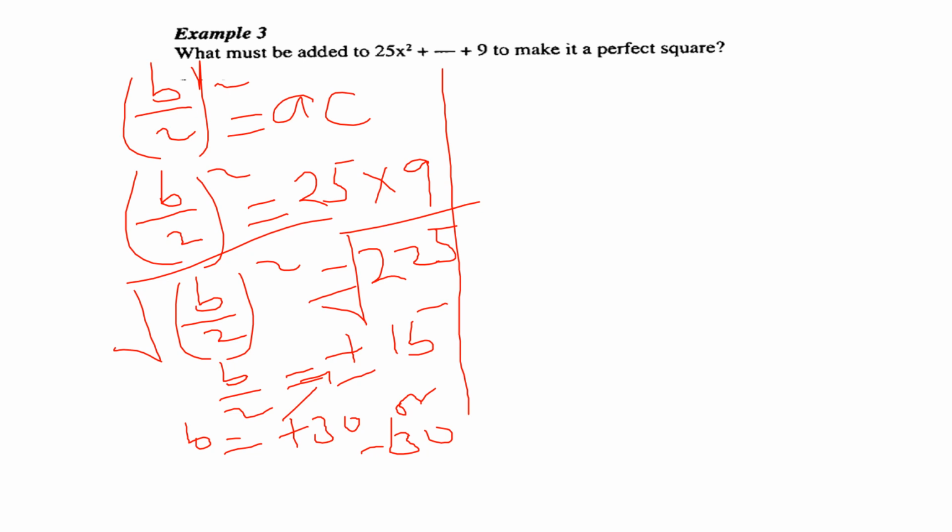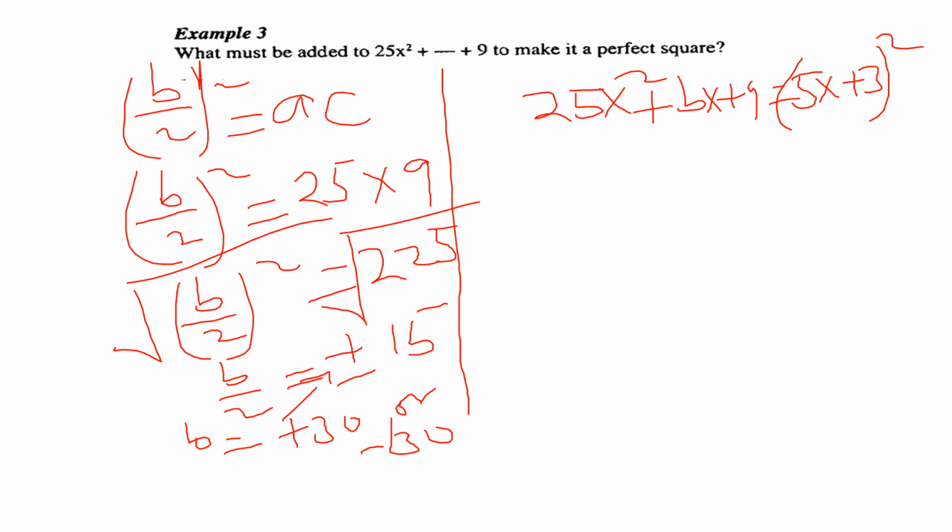Although you can also take this one to be a perfect square, which is 25x squared plus bx plus 9. On the other side, if this one is a perfect square, we can get the square root of 25x squared, which is 5x, and the square root of 9, which is 3, like that. Then we try to expand it and see what we are going to have. So here we have 25x squared plus bx plus 9.